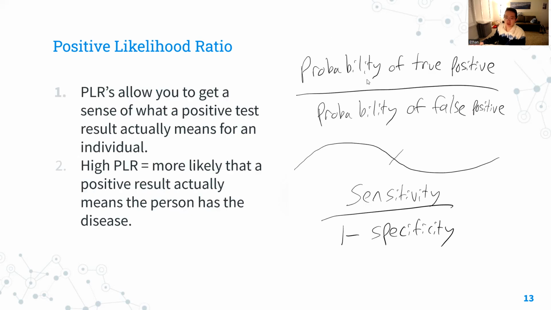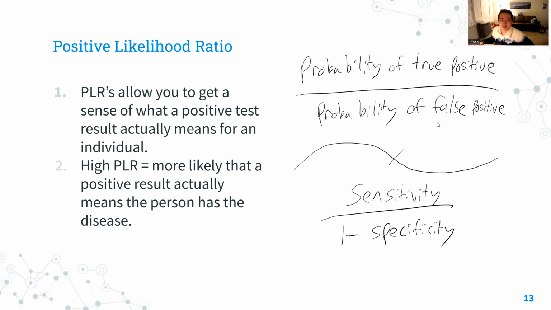In short, positive likelihood ratios allow you to get a sense of what a positive test result actually means for an individual, right? If you get a positive, how much can we trust that this actually means you have the disease? A higher PLR is generally good because it means that it's more likely that a positive result actually means a person has disease. Look at the math. This makes sense. If you have a high PLR, it means that the probability up top is bigger than the denominator, which means that the probability of a true positive is bigger than the probability of a false positive. So that means it's more likely that your positive is true. Again, I'm just repeating myself, but hopefully in repeating myself, this idea is clear.